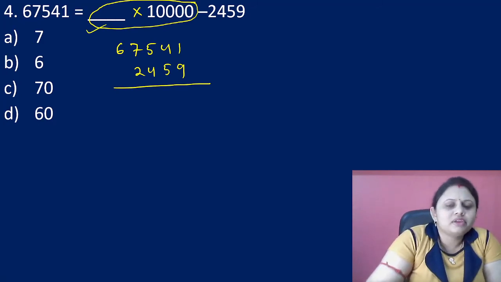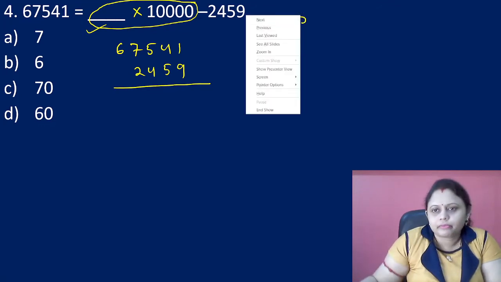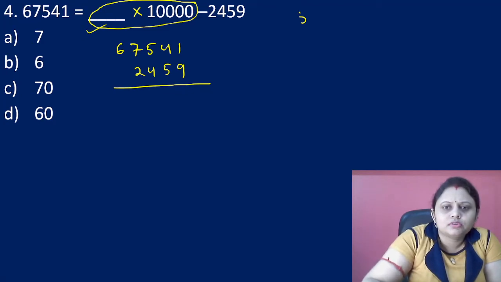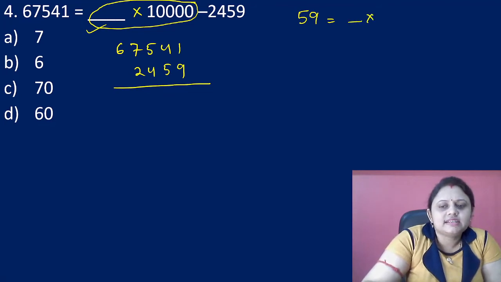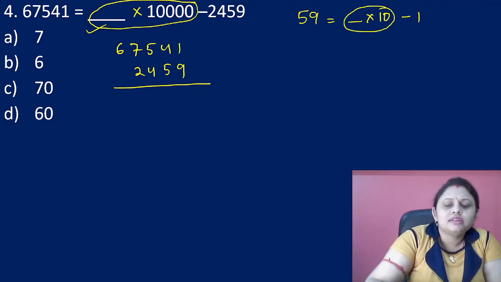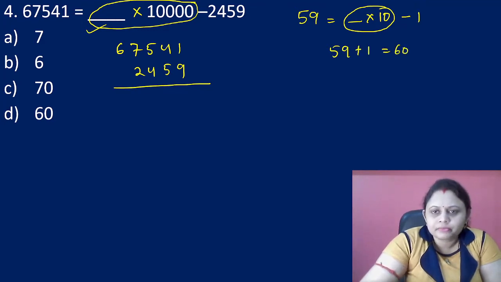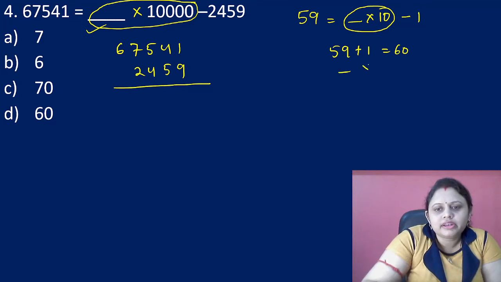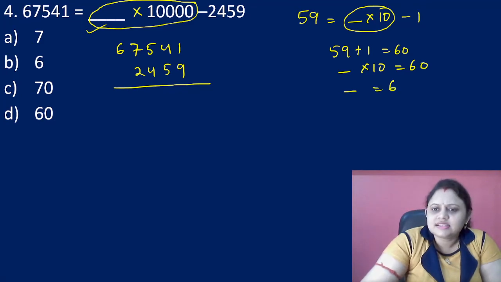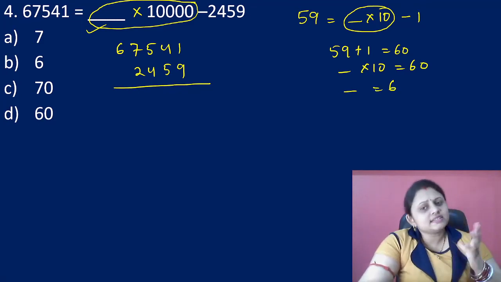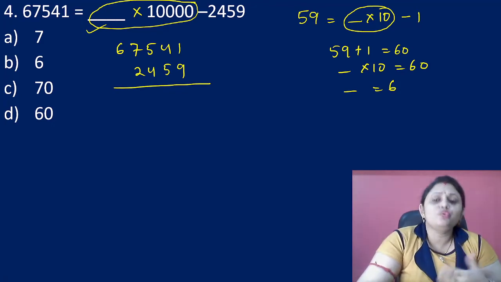Okay, I am giving you a simple thing like, suppose this is 59 is equal to dash into 10 minus 1. So how will we find this number? This will be 59 plus 1. Okay, that is equal to 60. So this dash into 10 is equal to 60. So what is the value of this dash? It is 6. You can find out. So this is very simple, but now we are doing it with large numbers.